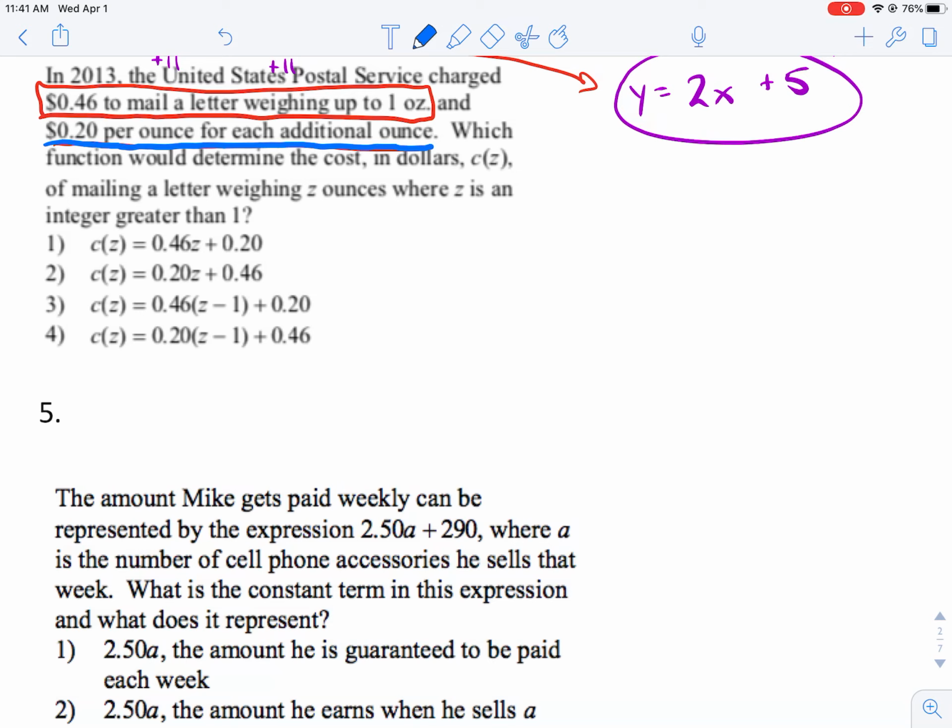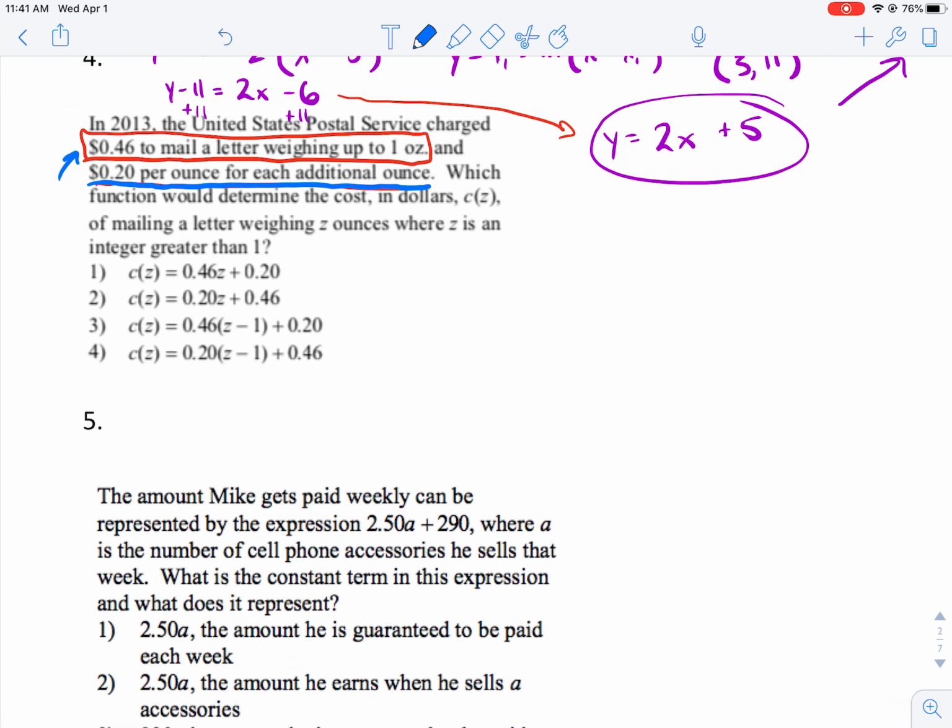Now, they do put an answer down there that looks very similar to what you would suspect it to be, okay? So let's read this first part here that I've put in the box. It says 46 cents to mail a letter weighing up to 1 ounce. Now, that is important because if you look down below here, also, this would be considered our y-intercept. It's like our starting point. I apologize, let me write that in there. This is like our starting point.